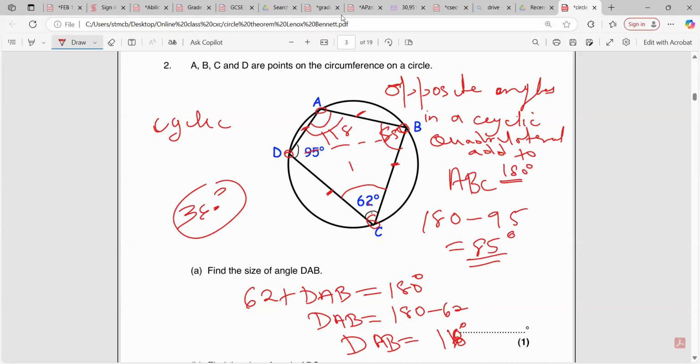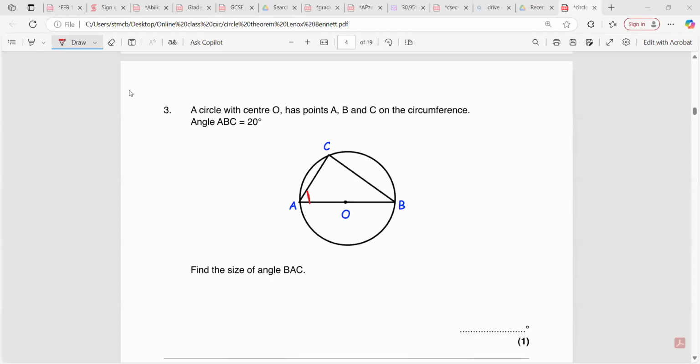All right, so I have something to say about this, guys. It's a circle with center O that has points A, B, and C on the circumference. So they are all on the circumference, right? And there's an angle ABC. ABC is 20, so this one is 20 degrees. So we can actually put it here.